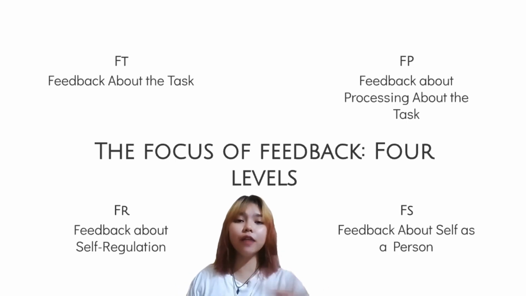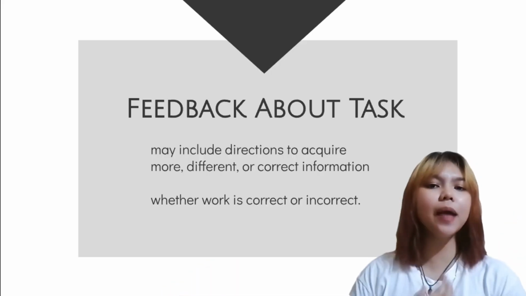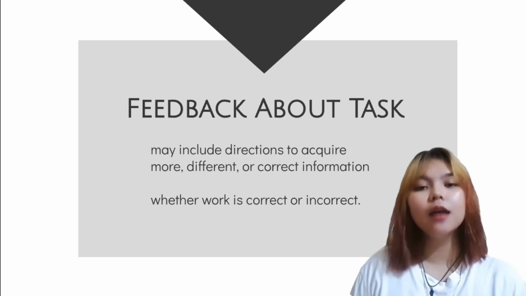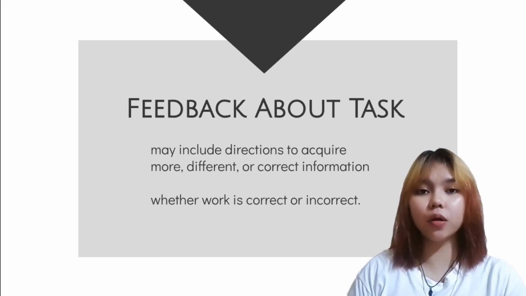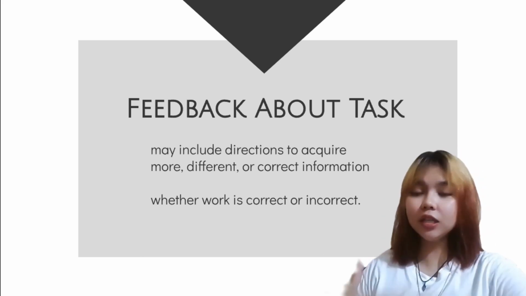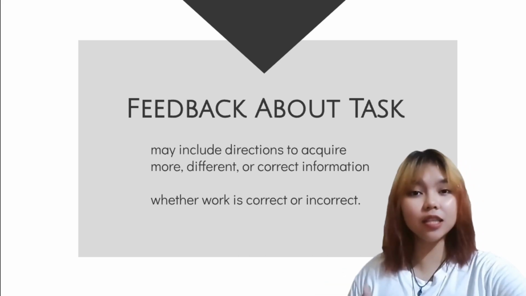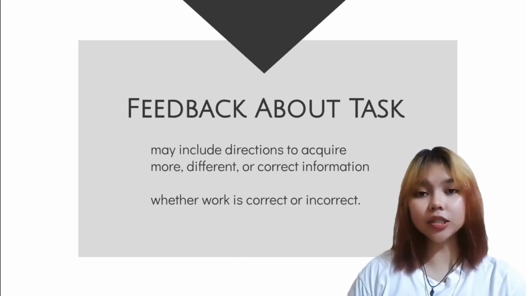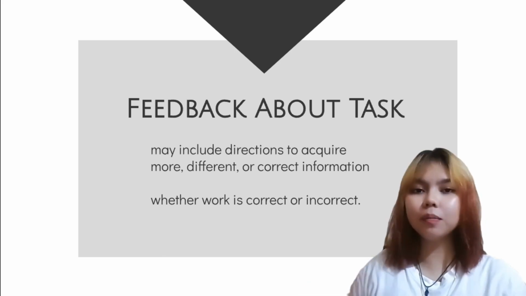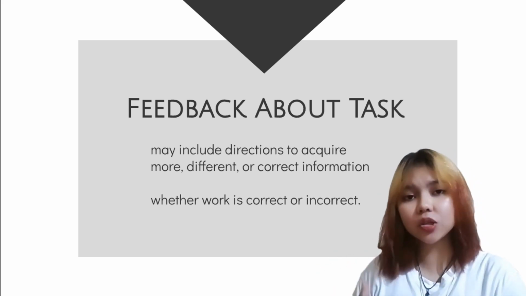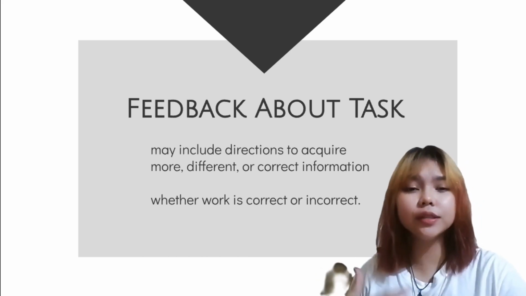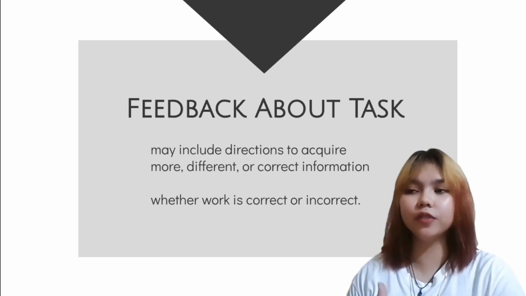Of course, these 4 levels have distinctions. First, feedback can be about the task or product, such as whether work is correct or incorrect. This level of feedback may include directions to acquire more, different, or correct information, such as "you need to include more about the Treaty of Paris in this writing." If students lack necessary knowledge, further instruction is more powerful in this level. This also includes feedback about how well a task is being accomplished or performed, such as distinguishing correct from incorrect answers, acquiring more or different information, and building more surface knowledge.